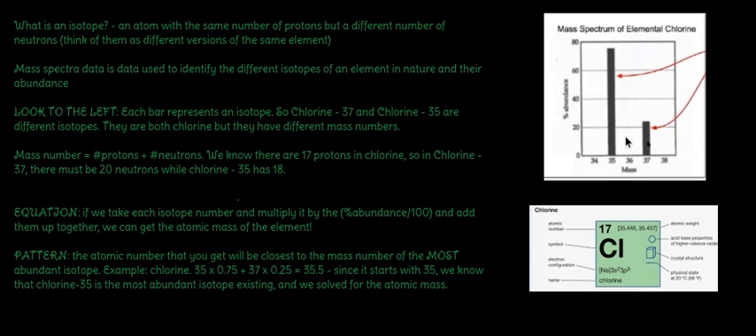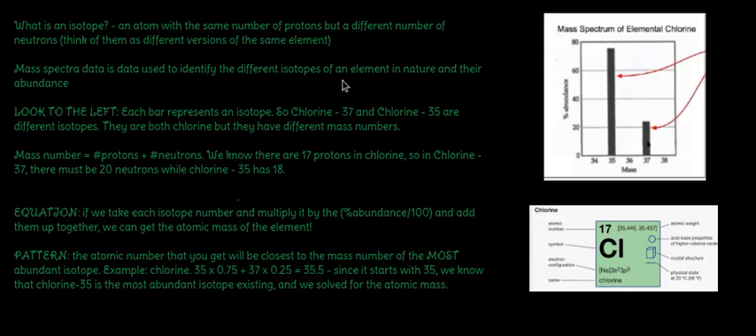We know that there are always 17 protons in chlorine. So in chlorine 37, there must be 20 neutrons because 20 plus 17 equals 37. While in chlorine 35, there must be 18. That is isotopes explained for you.